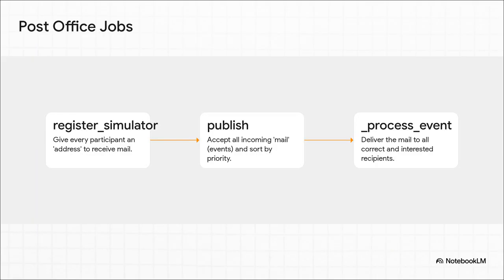And just like its real-world counterpart, our digital post office has three main jobs. First, it has to register all the simulators using the register simulator method. This is basically giving every program an official address so the post office knows where it lives. Second, it receives all the incoming mail through the publish method. This is anyone dropping a letter into the system. And third, it processes and delivers that mail, which is what we see in the _process event method. It's a simple, powerful, three-step process that just works.